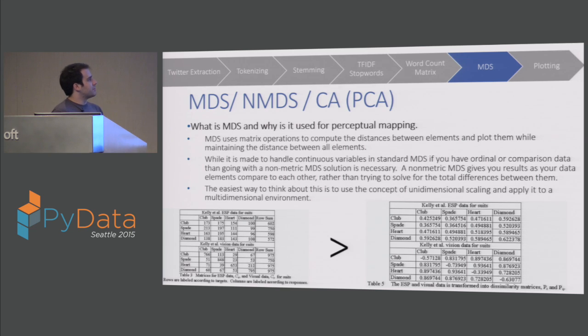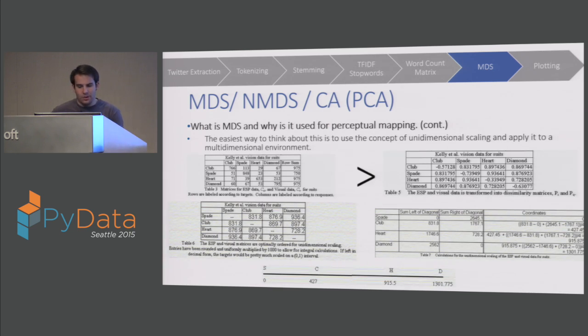If you want to think about this most easily, you're going to want to be looking at unidimensional data. So in this case, we actually have the unidimensional terms for clubs, hearts, spades, and diamonds. And this is seeing how easily people can visualize this information and maintain the terms that they've seen based on, I think, the suit of the card.